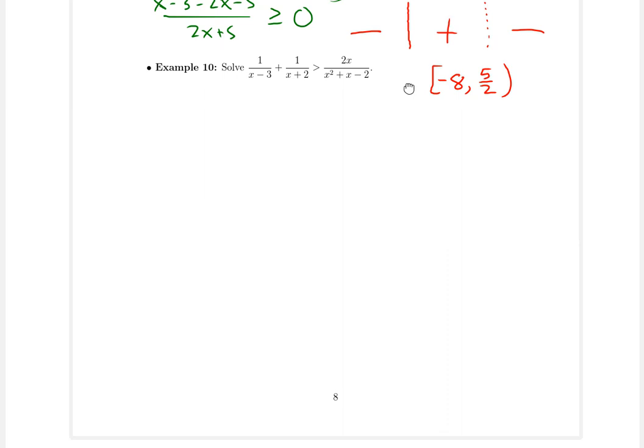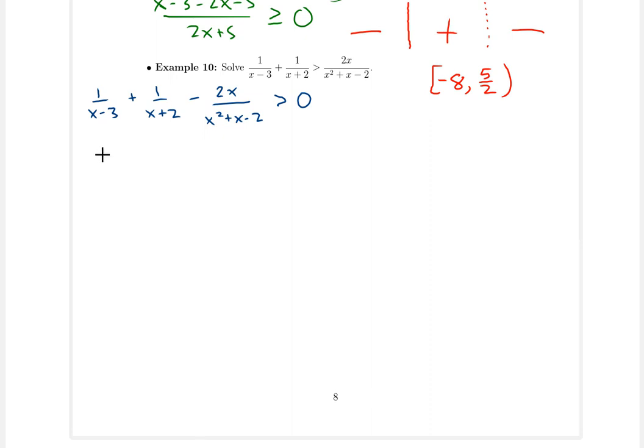All right, so let's look at one more rational inequality. So just like in the last problem, we want to get everything on one side if it's not already. So 1 over x minus 3 plus 1 over x plus 2 minus 2x over x squared plus x minus 2 is greater than 0.